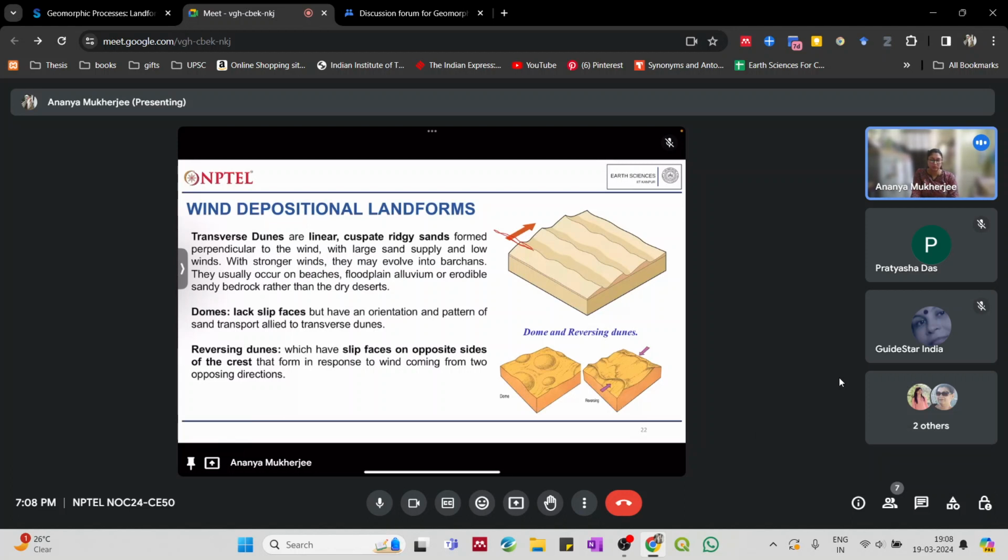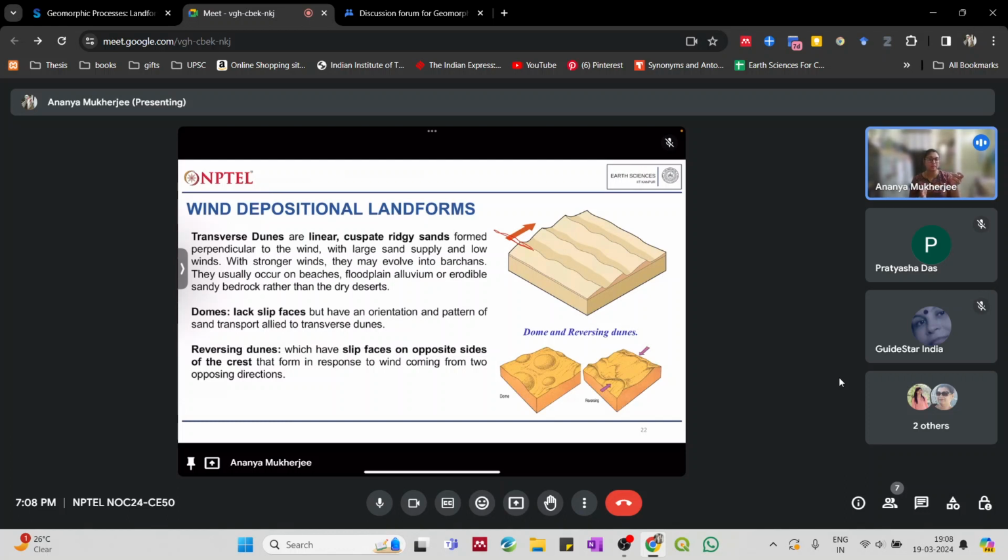We also have domes. So they don't really have slip faces, but they are a collection of sands in a dome shape. Then you have reversing dunes. This can happen if there is wind coming from the opposite direction also.